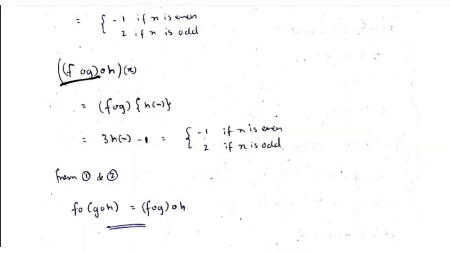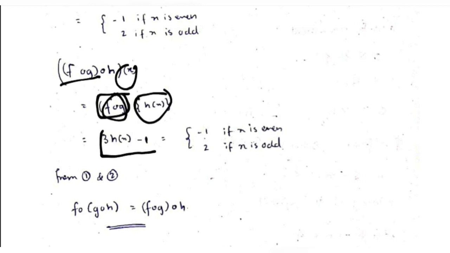F of g of h of x. Okay, so what is f of g? F of g is 3h of x minus 1. Again we get the same thing, which is minus 1 and 2, and by that we can prove that f of g of h is equal to f of g of h.